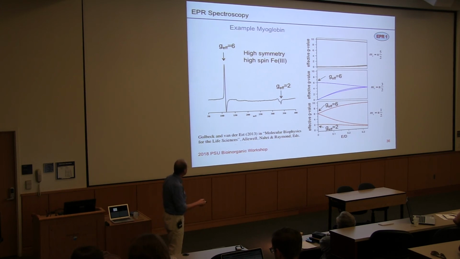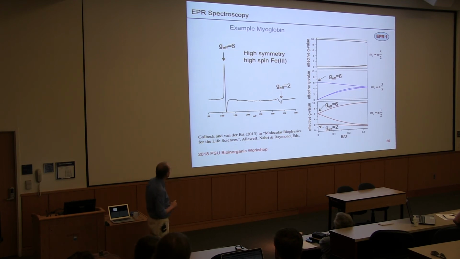And then there's another feature expected at g equals 2, but because that's only one transition, that feature should be weaker. And then up here we've got transitions at an effective g value of 0, which means that they would occur at infinite field, so they don't appear in our spectrum. And then there's a transition at g equals 10, which is at very, very low field, and so we don't typically see that. So from the shape of the spectrum and using the rhombogram, we can see that our iron is sitting in a very highly symmetric environment, and that the zero field splitting has axial symmetry, or our E value is 0, right?